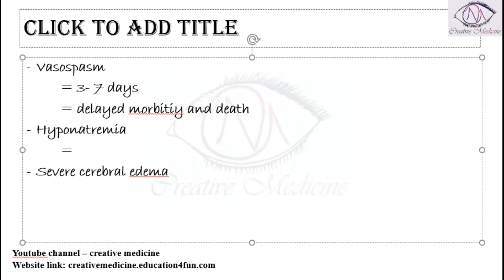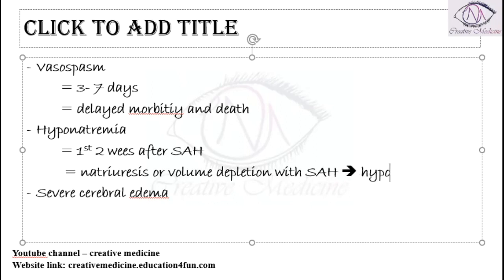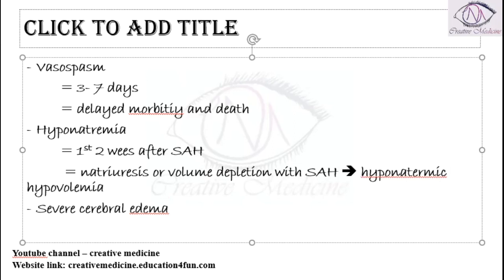Then hyponatremia can also occur. This hyponatremia develops within the first 2 weeks after subarachnoid hemorrhage. It can be due to natriuresis, or it can also occur due to volume depletion. Natriuresis and volume depletion with subarachnoid hemorrhage can result in hyponatremia, and it will also result in hypovolemia.